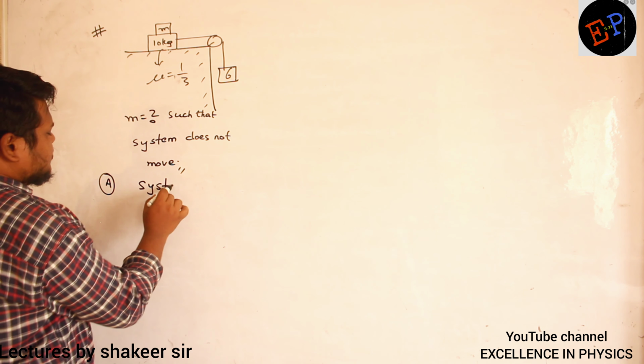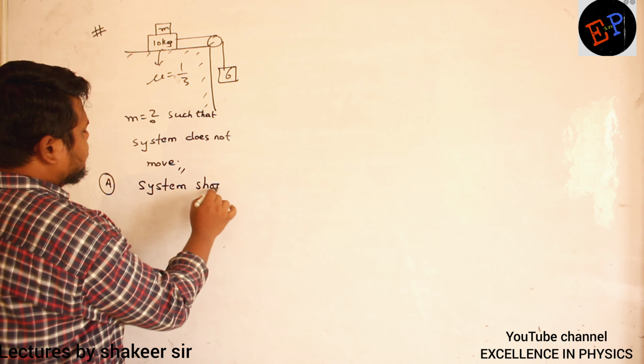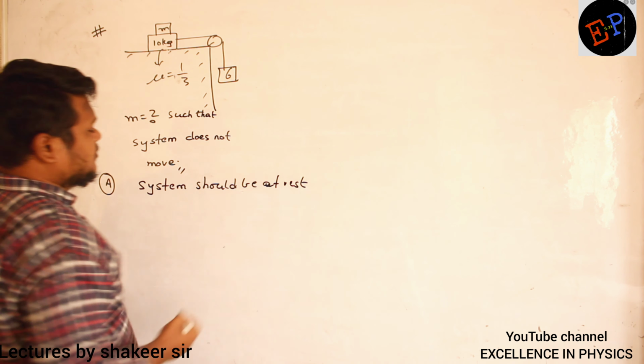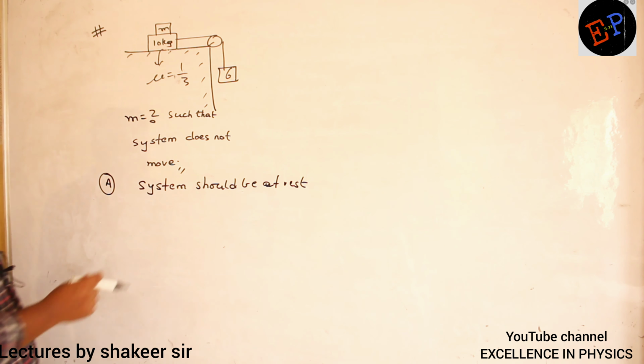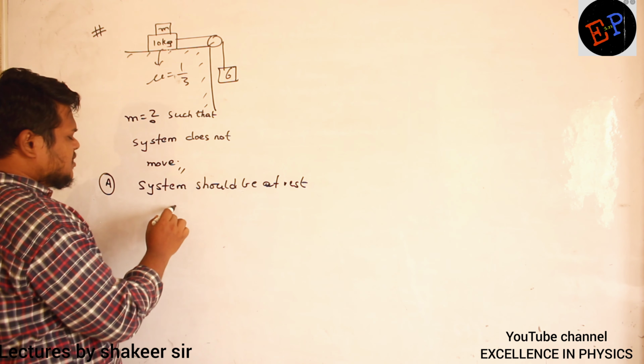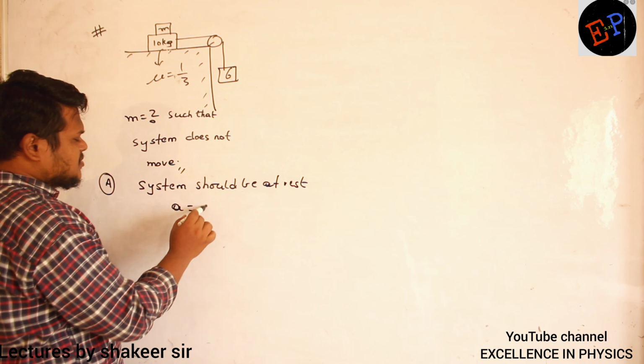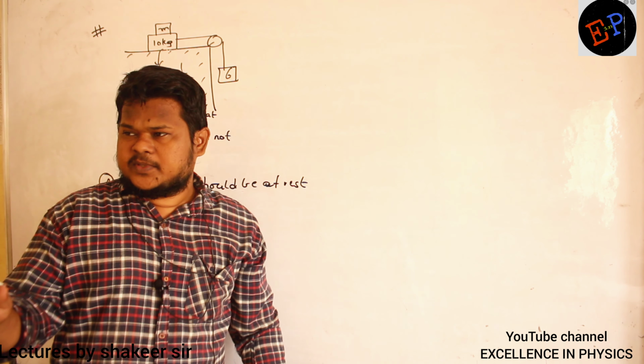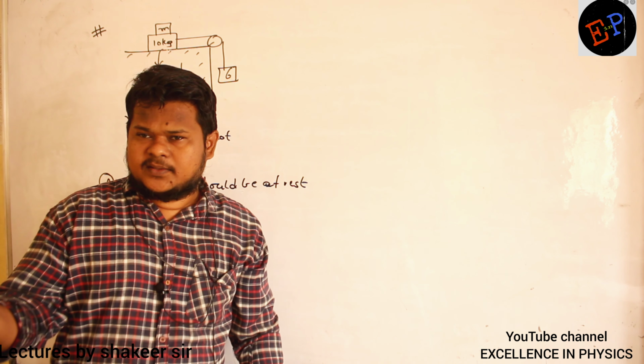The system should be in rest, no? The system should be at rest position. Clear now? If a system is at rest position, what is the acceleration? Acceleration is 0. That's the meaning of this. If the total system is in rest position, acceleration will be 0.